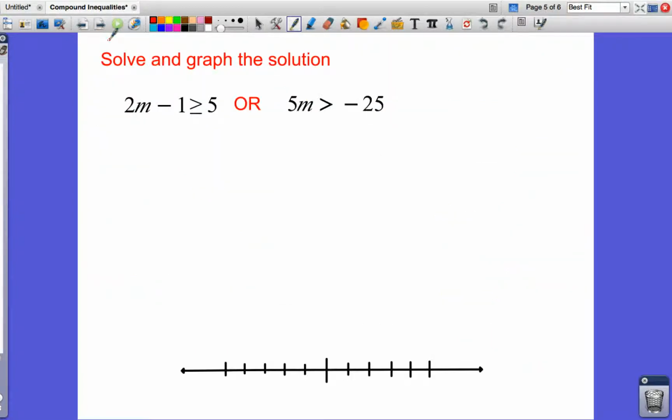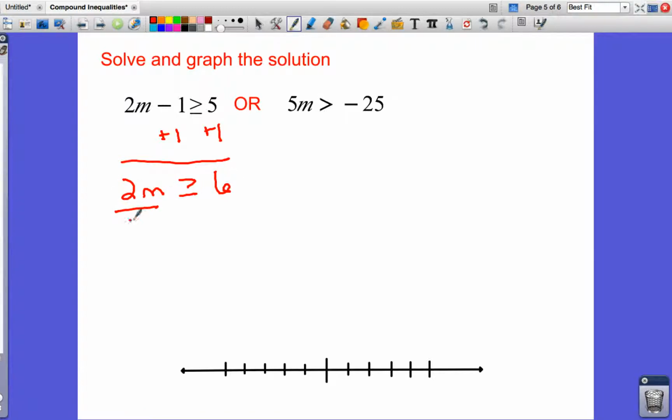So let's take a look at an OR graph real quick, and then we'll be done. So if I wanted to solve and graph this solution, I have 2m minus 1 is greater than or equal to 5, or 5 times m is greater than -25. So let's go ahead and solve and then graph both of our solutions. So I need to solve for m. In order to do that, I want to get m by itself by adding 1 to both sides. I'll be left with 2m greater than or equal to 6.